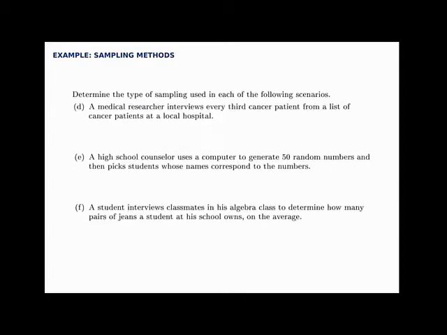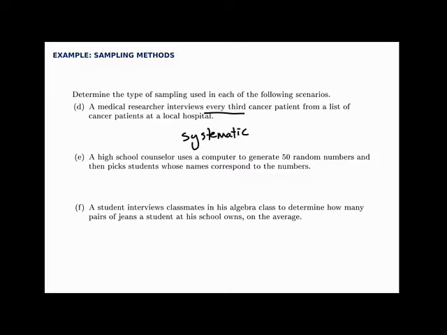Next, a medical researcher interviews every 3rd cancer patient from a list of cancer patients at a local hospital. And the key here is that term every 3rd, which is what identifies this as systematic sampling. Systematic sampling is where we have a list like this, and we pick some step, like 3, and we check every 3rd, or we could pick every 5th or every 10th. Whatever it is, that systematic moving through the list is what makes this systematic sampling.